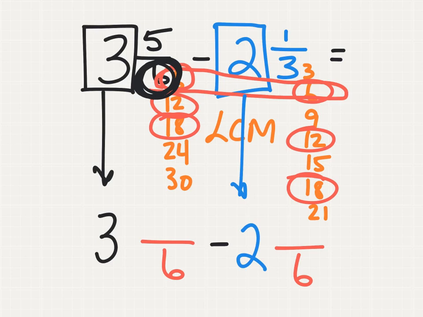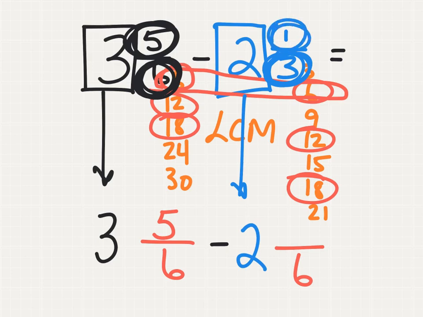So I'll do the same thing to the numerator. 5 times 1 is 5. You can see that the fraction in our first mixed number didn't change at all. And that's because the least common multiple was the denominator that this fraction already had. But in our other fraction, we did need to make a change. 3 became 6 by multiplying by 2. So 1 times 2 would be 2.